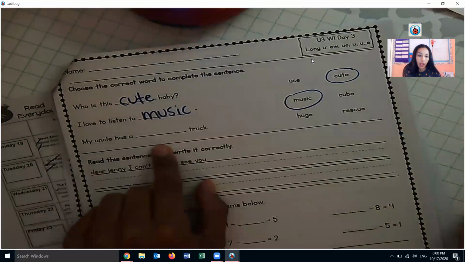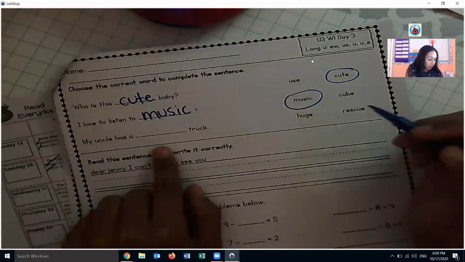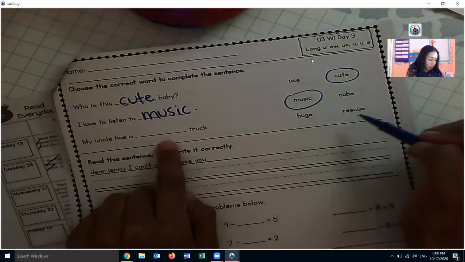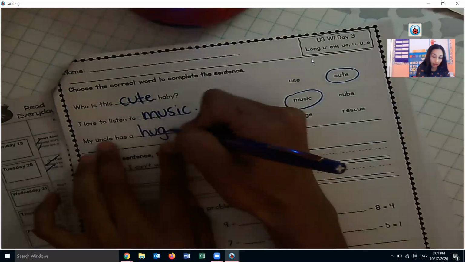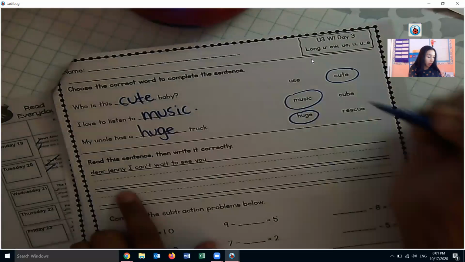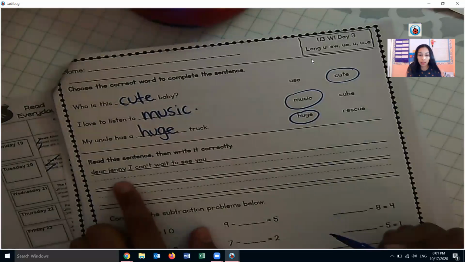And circle. My uncle has a huge truck. My uncle has a rescue truck. Huge makes more sense here. Read the sentence and write it correctly.